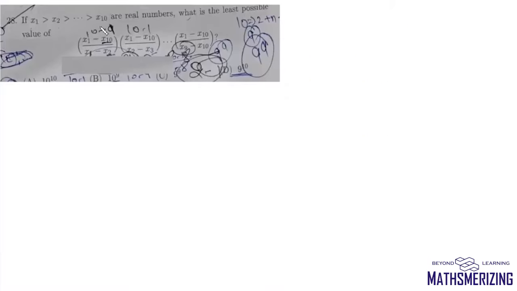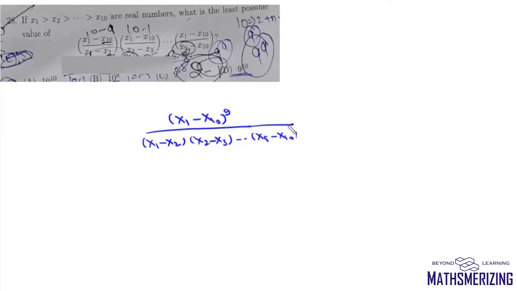Now here the question is, if x1, x2 up to x10 are real numbers, then what is the least possible value of, now this is (x1 minus x10) to the power 9 upon (x1 minus x2) into (x2 minus x3) up to (x9 minus x10). Now since they are in descending order, each of these numbers is positive. So basically we need to find a relationship between the product and sum of these numbers, and for that we can simply use AM and GM.